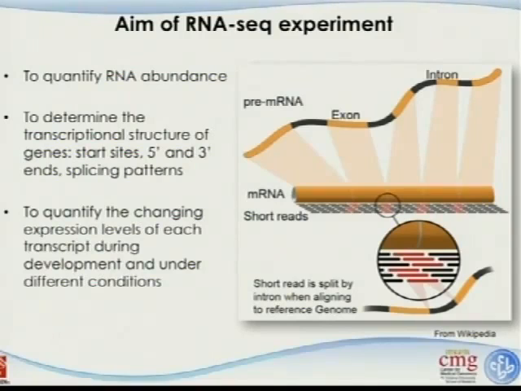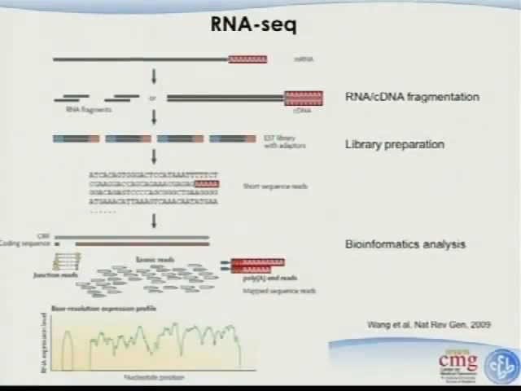The third one is to quantify the changing expression levels of each transcript during development and under different controls. Using this, you can study how different genes are regulated. And the last one is to identify the variants on the transcripts. These are all part of the aims of the RNA sequencing experiment.